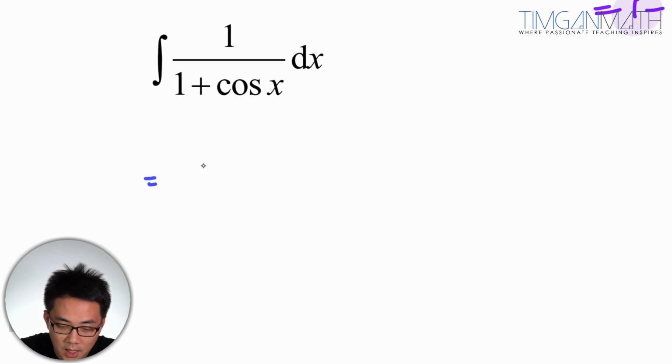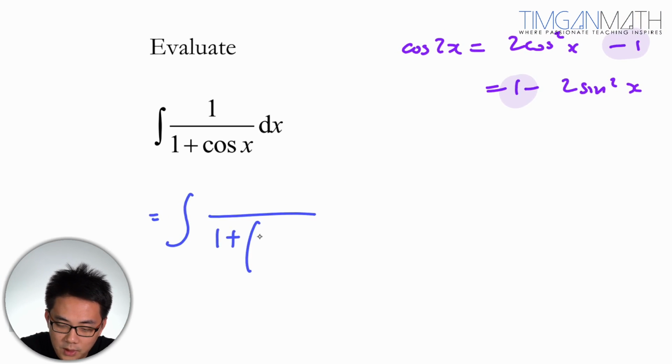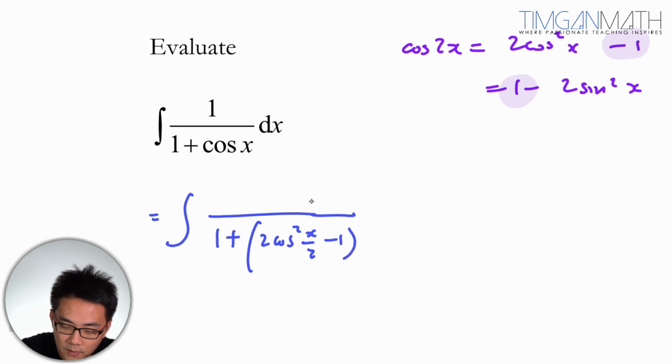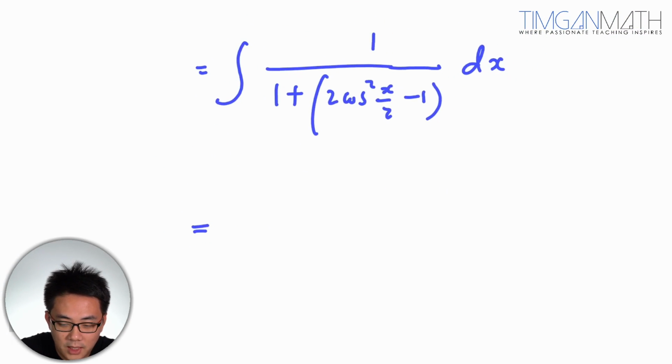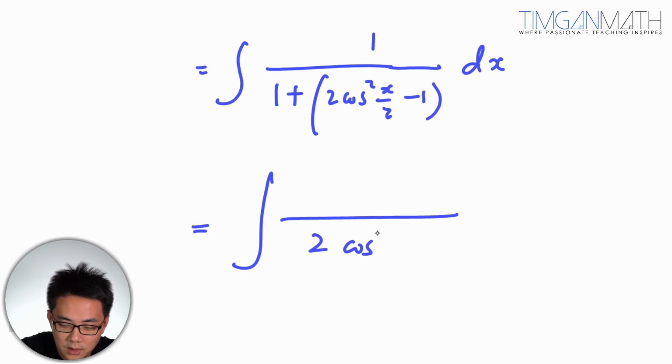So I'm going to use this as double angle. So this is 1 plus, get rid of, this is 2 cosine square x over 2, because if this is x, this will be x over 2, minus 1 dx, right? So once this is done, what you're going to get is just 1 minus 1. So this is 2 cosine square x over 2, 1 dx.